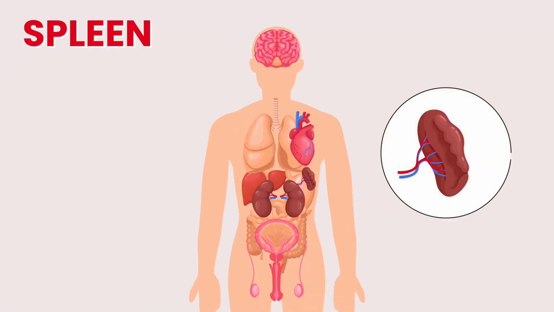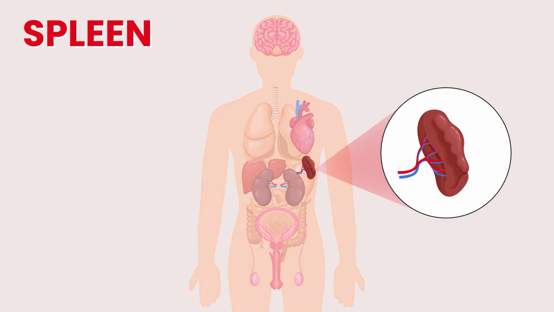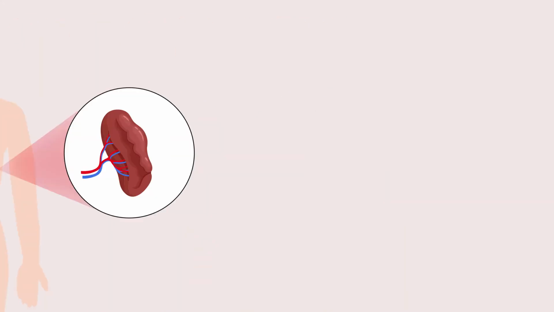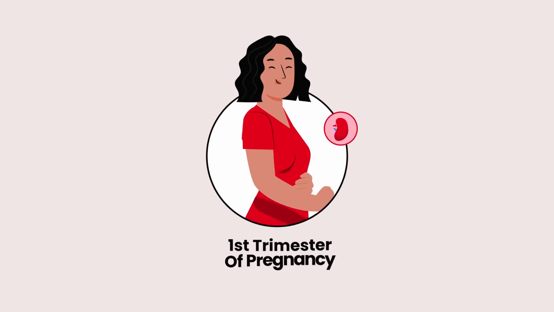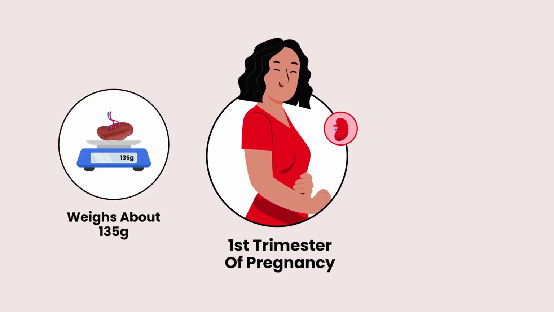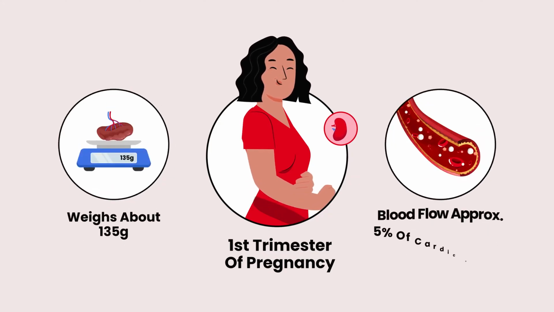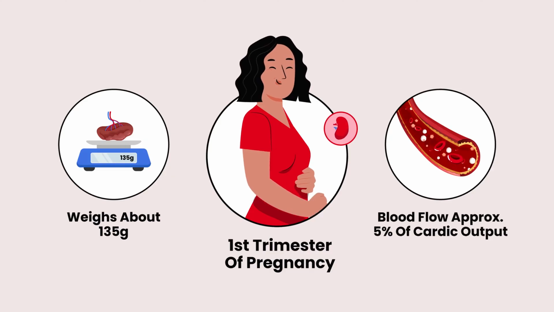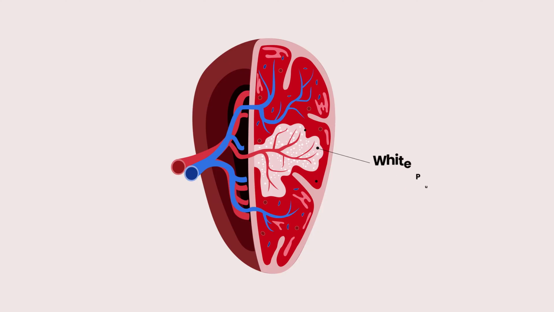This time, we focus on the spleen. The spleen is a small organ located in the upper left side of the abdomen. The embryonic spleen appears in the first trimester of pregnancy, eventually weighing about 135 grams in an adult, with a blood flow that is approximately 5% of the cardiac output. It broadly consists of white pulp, a marginal zone, and red pulp.